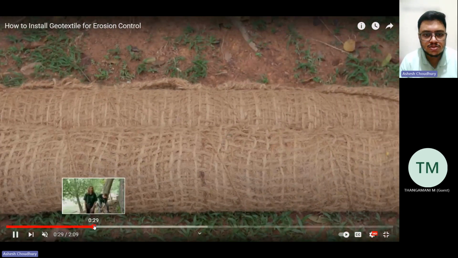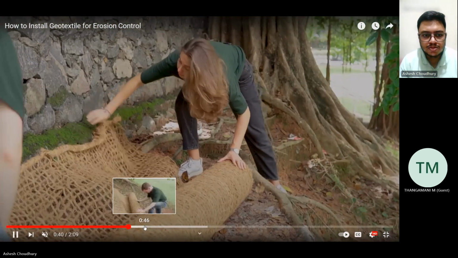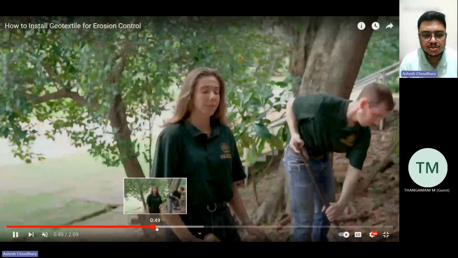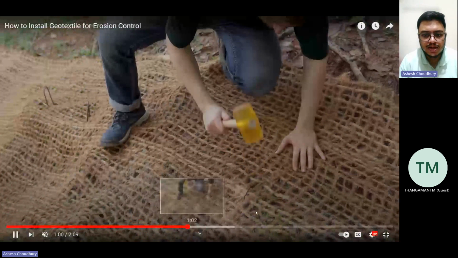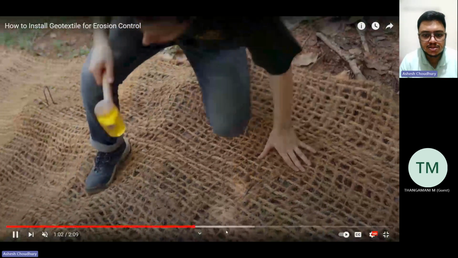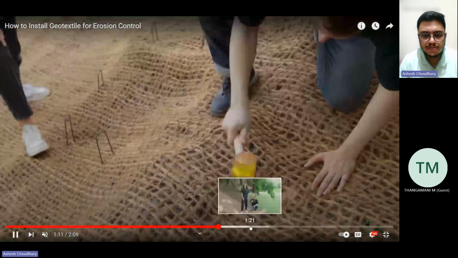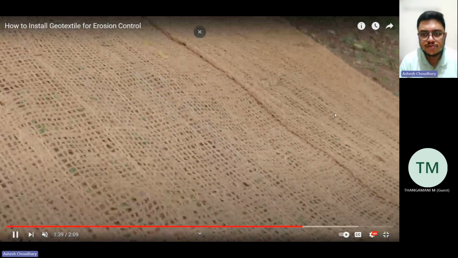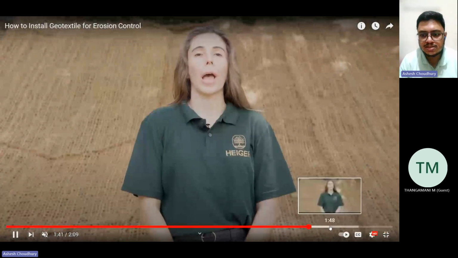and see how it is fixed. We have these steel pegs, and using these pegs you can easily fix it. These are the rolls. It is fixed at one end and just rolled down, and at equal intervals it is packed into the soil. So you can see this coir geotextile has been laid beautifully.